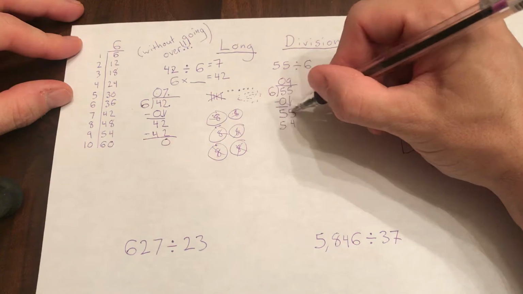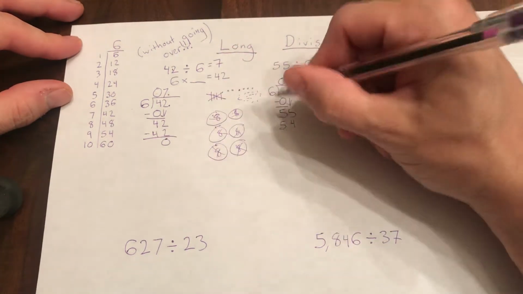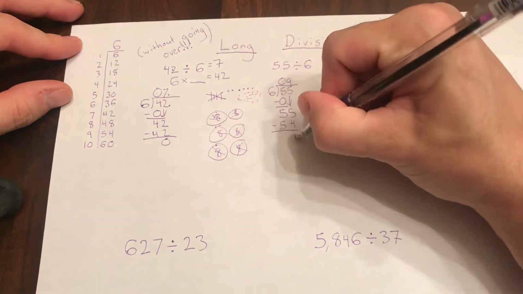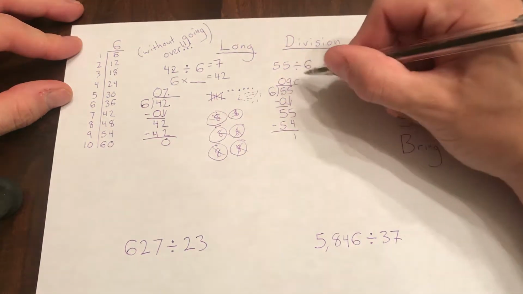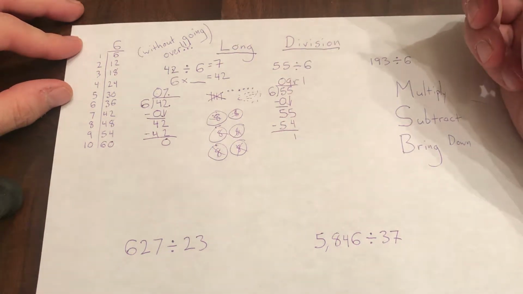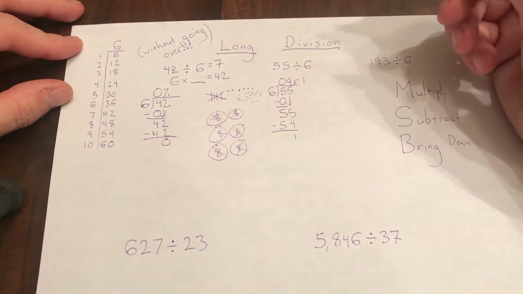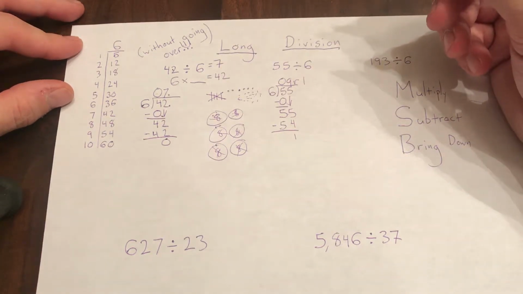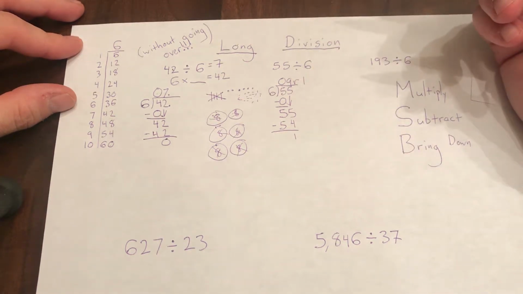Don't write down this number again unless that happened to be your multiple, okay? So 55 minus 54, I have 1 left over. In our old terms, we'd call that 9 remainder 1. We will talk more very soon about other ways to write that as a decimal or as a fraction. For our sake, we'll just call it a remainder today. That's what you need to know.